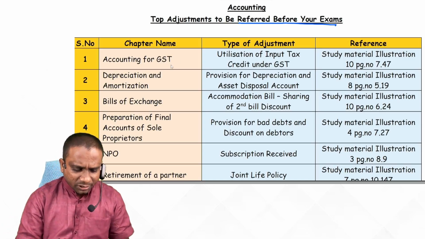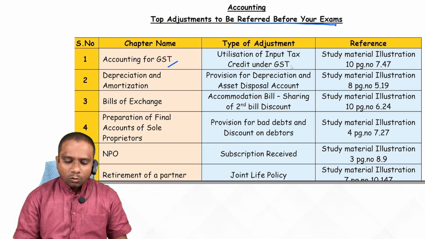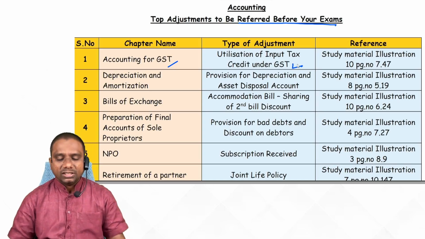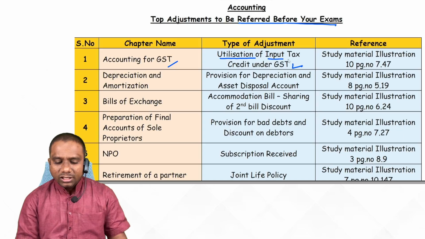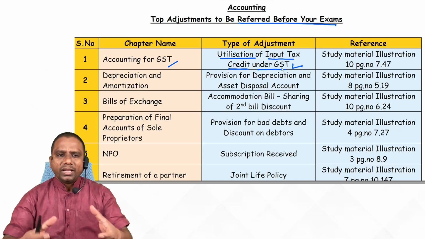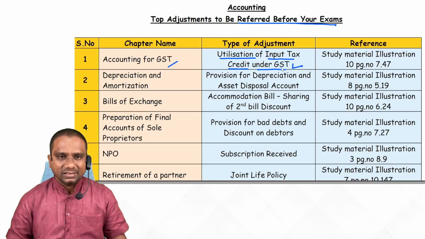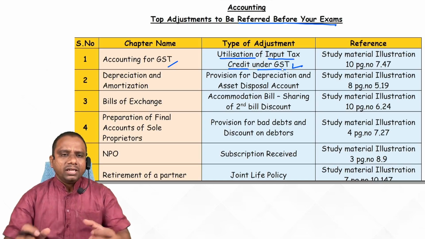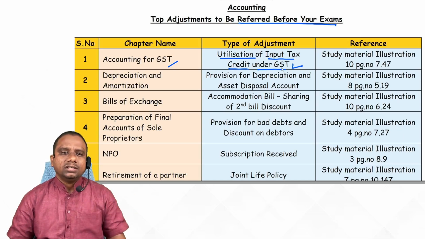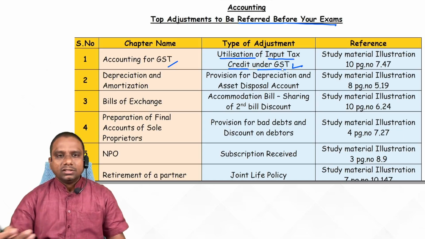Look at the first adjustment. First one is accounting for GST. Which adjustment do we get from this? That is utilization of input tax credit under GST. Here we have to pay output GST, that may be IGST, CGST or SGST. When you are making payment of output GST, we can utilize the input GST, input tax credit, ITC.